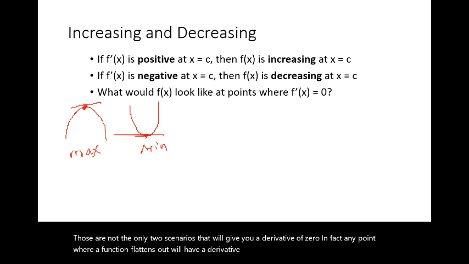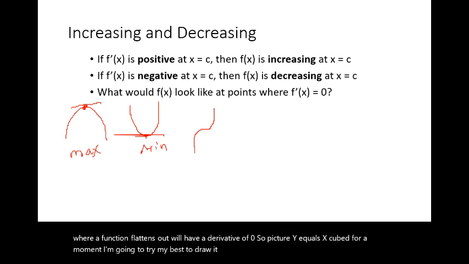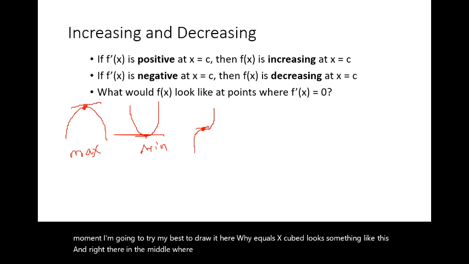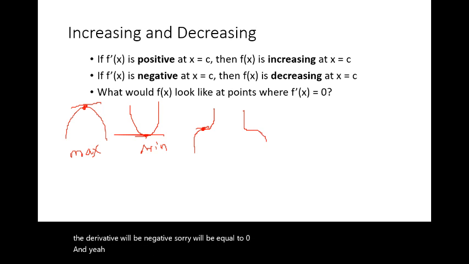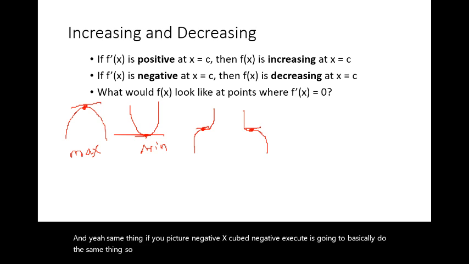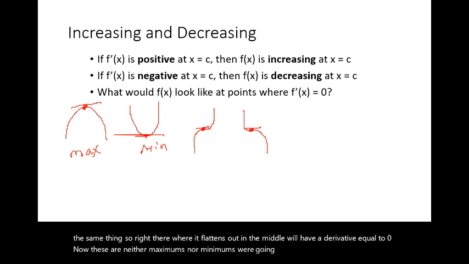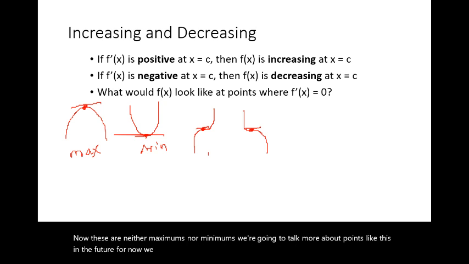So picture y equals x cubed for a moment. I'm going to try my best to draw it here. Y equals x cubed looks something like this, and right there in the middle where it flattens out, that will have a horizontal tangent line, and the derivative will be equal to 0. Same thing, if you picture negative x cubed, it's going to basically do the same thing. Right there where it flattens out in the middle, we'll have a derivative equal to 0. Now, these are neither maximums nor minimums. We're going to talk more about points like this in the future. For now, we will call them saddle points.